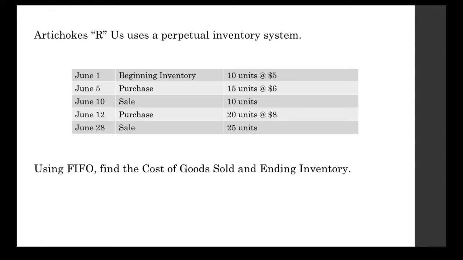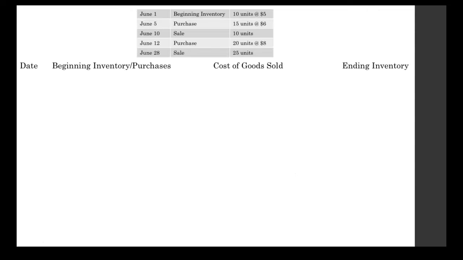So using FIFO, using first in, first out, we need to find the cost of goods sold and ending inventory. So we are going to write it all out. That way we can keep it organized throughout this problem.